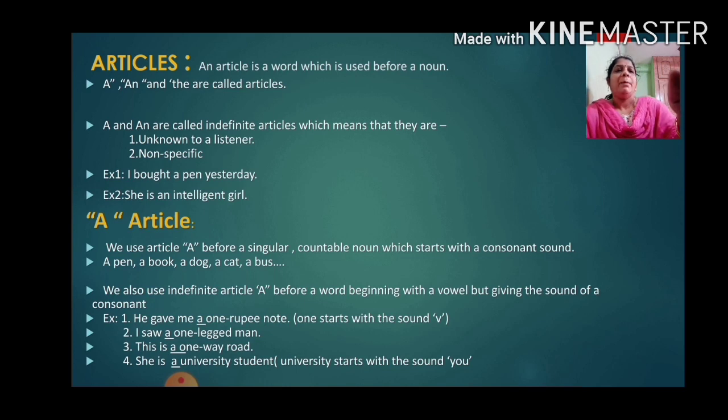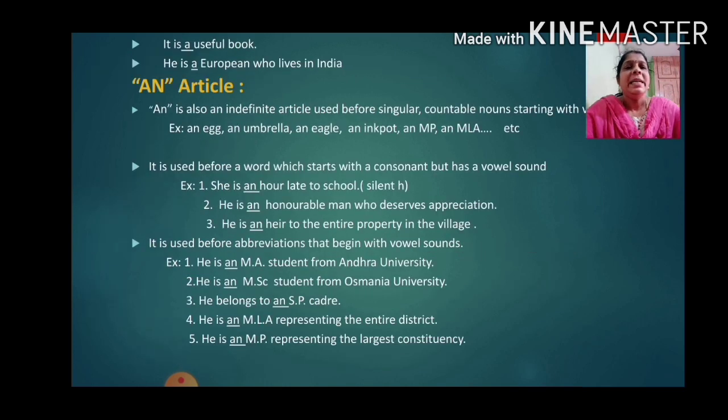Some more examples we'll see. It is a useful book. Again U here, the sound of Y-O-U-U. He is a European who lives in India. So in all such cases, they are exceptional cases. In all such cases, we use the indefinite article A. This should be memorized properly.